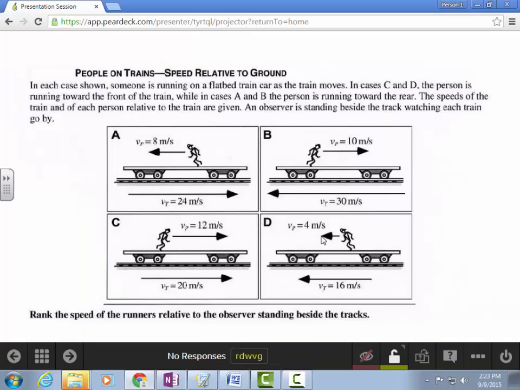All right, this actually is a pretty easy one. In each case shown, someone is running on a flatbed train car as the train moves. In cases C and D, the person is running toward the front of the train, while in cases A and B, the person is running toward the rear of the train. The speeds of the train and each person relative to the ground are given. An observer is standing beside the track watching each train go by. Rank the speed of the runners relative to the observer standing beside the track. Or in other words, rank the speed from your reference frame.